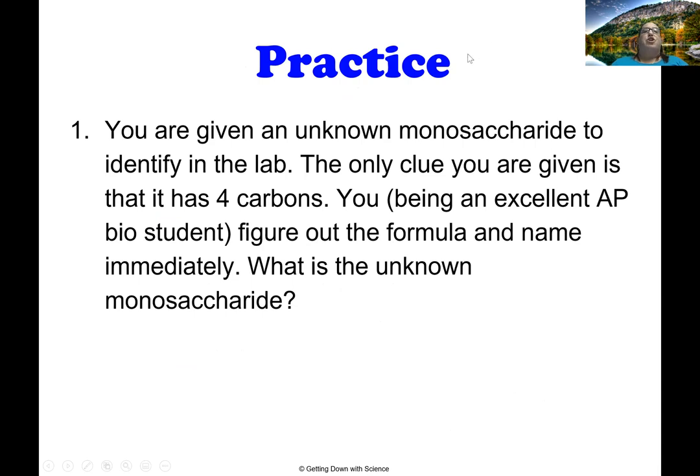Okay, so practice. You are given an unknown monosaccharide. Remember, mono, one, saccharide, sugar, so one unknown single sugar monosaccharide to identify in the lab. The only clue you are given is that it has 4 carbons. You, being an excellent AP Bio student, figure out the formula and name immediately. What is the unknown monosaccharide? So I would start with the formula, and I would think about the ratio rule for our carbohydrates that we talked about. And then from there, you can work to identify the name.